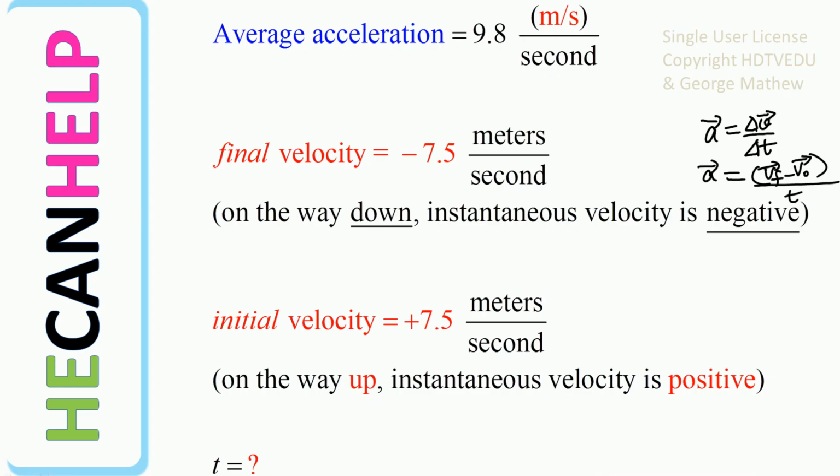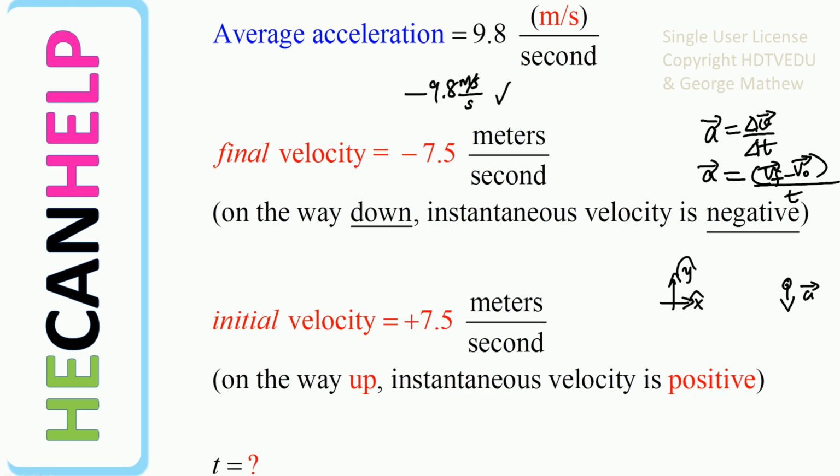So acceleration is change of velocity divided by time. We know the vertical acceleration. It is 9.8 meters per second squared, and that is the magnitude. So what will be the acceleration vector? It will be negative 9.8 meters per second squared. So the acceleration due to gravity is negative 9.8. Why? Because the acceleration vector points down. So the acceleration due to gravity along the vertical is negative 9.8 meters per second squared.